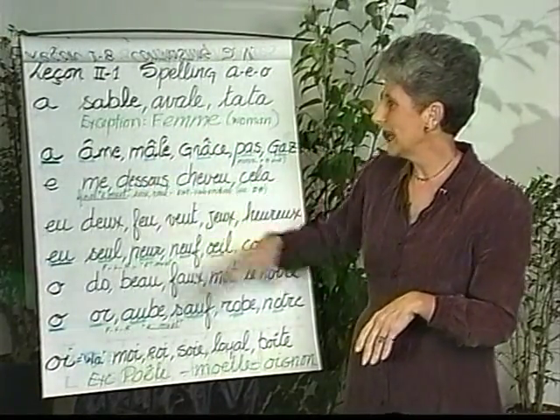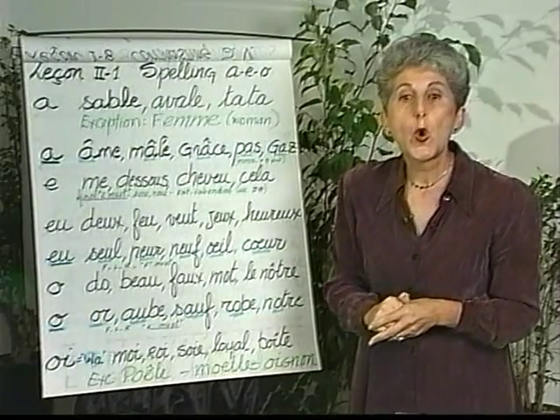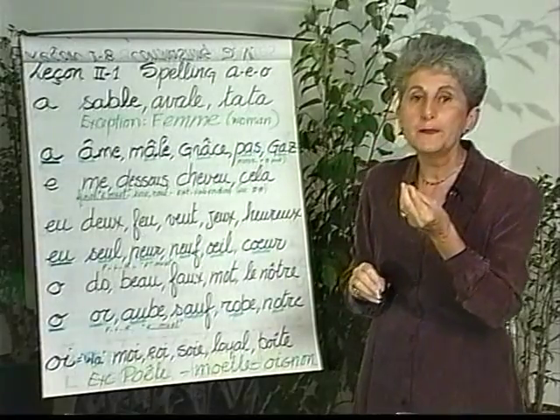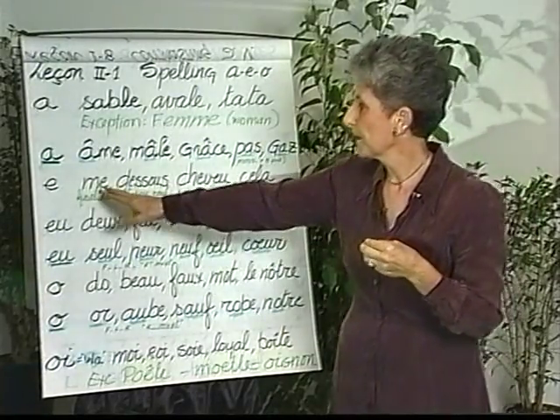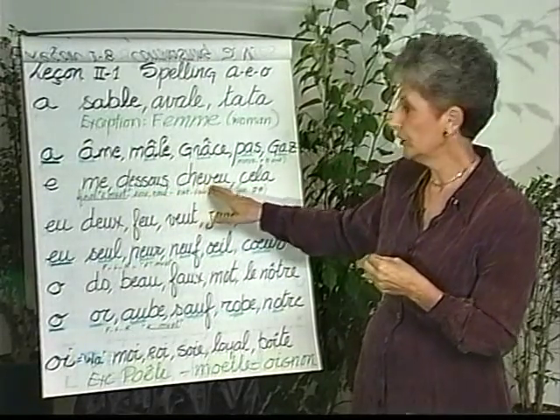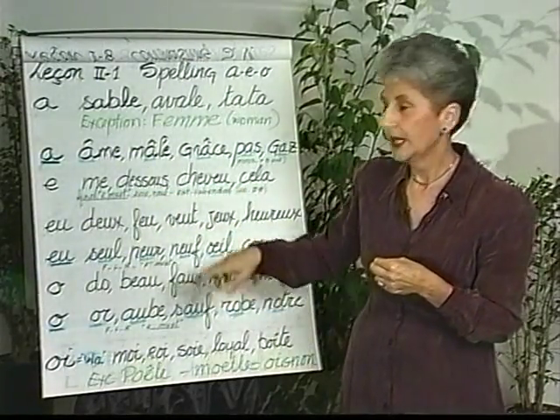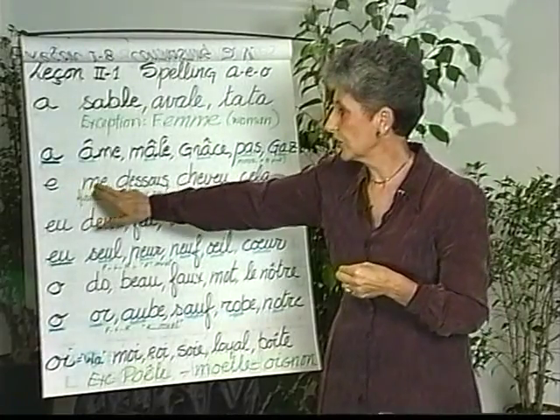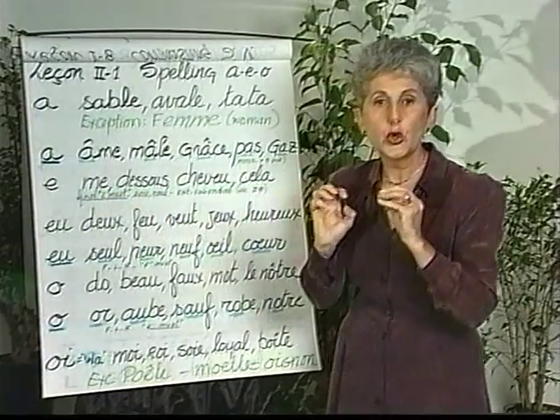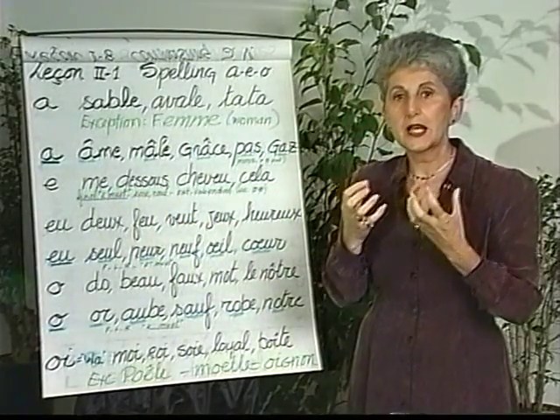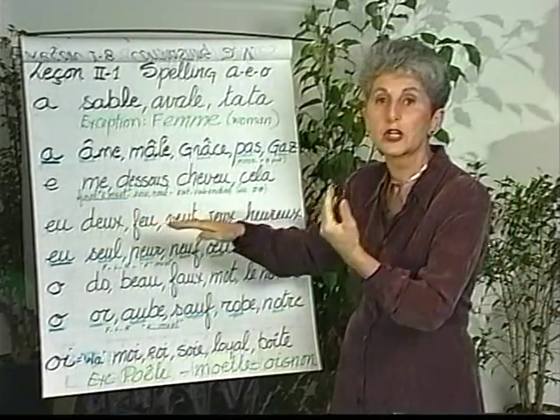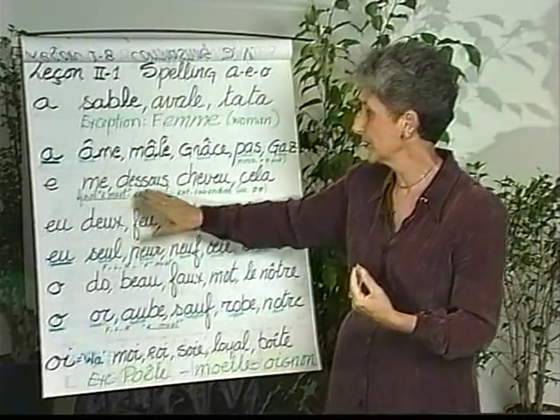Okay? Now, let's go down to the E. Remember E, lots of tension in your lips, frontal, oral. Me, dessous, cheveux, cela. This E in French is a E muet, meaning that the E itself does not have much power. However, it gives power to the consonant to which it is attached, okay?